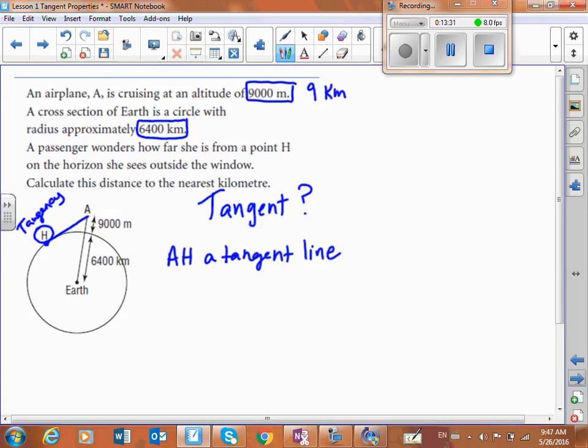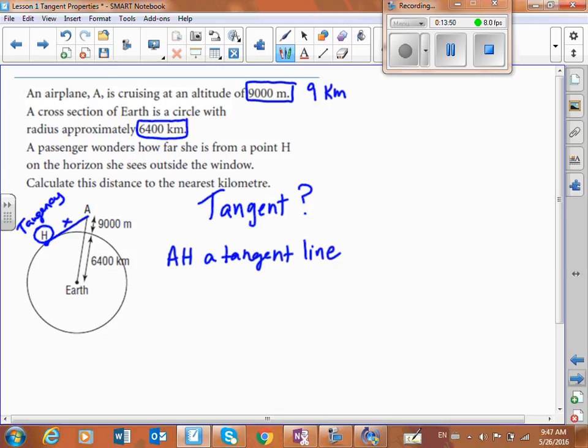See what I mean about drawing? It's nice to be able to draw things on here. What we're trying to figure out is the distance from A to H. I'm going to put a little X here because that's what we don't know. Now, do you see a triangle?